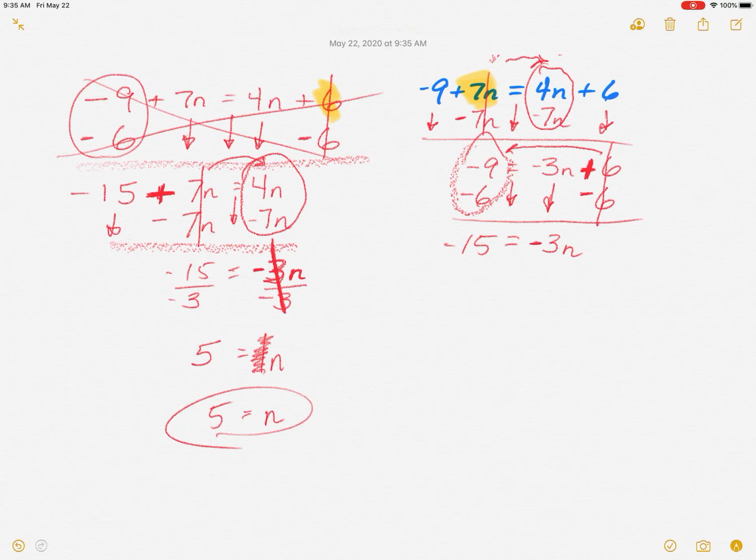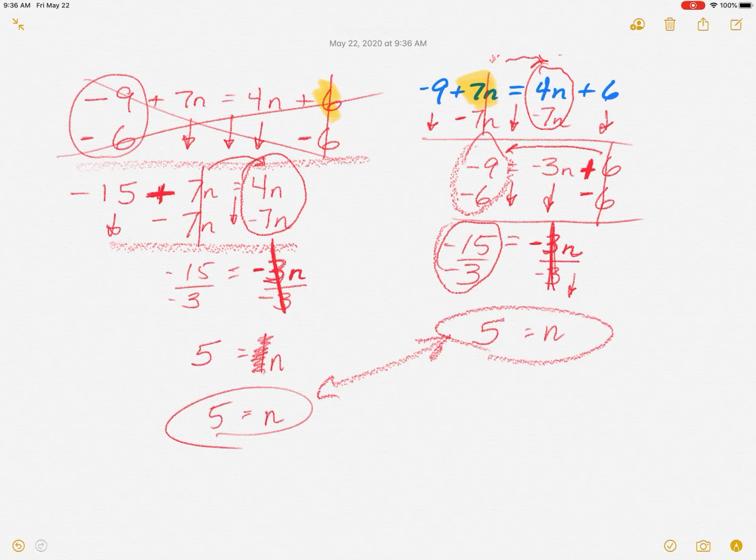All right, now I need to isolate the n by using inverse operations. Right now I've got a negative 3 times n. So the inverse of multiplication is division. So I'm going to divide by negative 3 on both sides. Anything divided by itself is 1. So negative 3 divided by the negative 3, that cancels out. And I bring down that n. And then I divide the negative 15 divided by negative 3. The negative divided by negative is a positive, and I end up with 5.